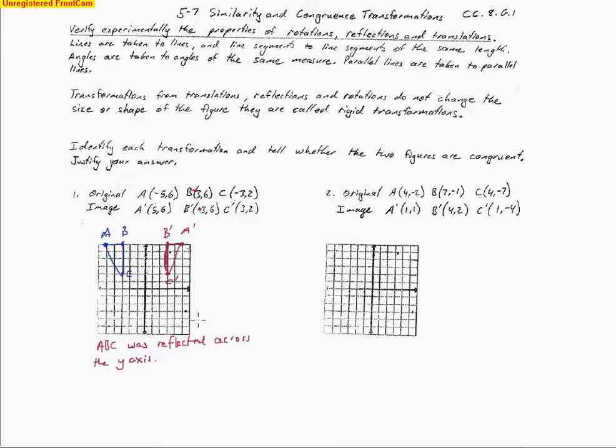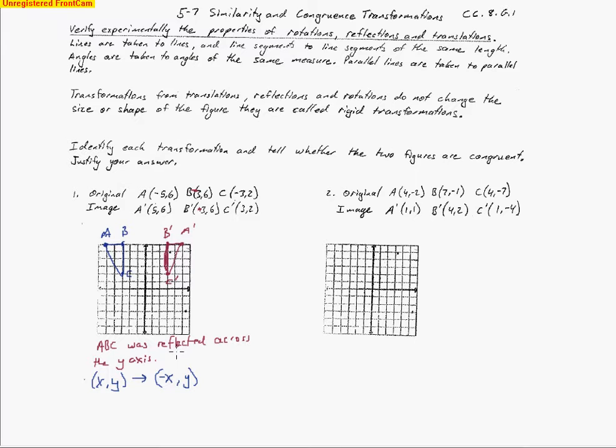Now, we could also come up with a rule, and the rule would be this. If we write down the original values, x, y, we can see that it goes to this. The x values change sign. Here they were negative, and now they're all positive. The y values are all the same. Notice how you're up the same number of spaces for points C, A, and B. So the y value stays the same.